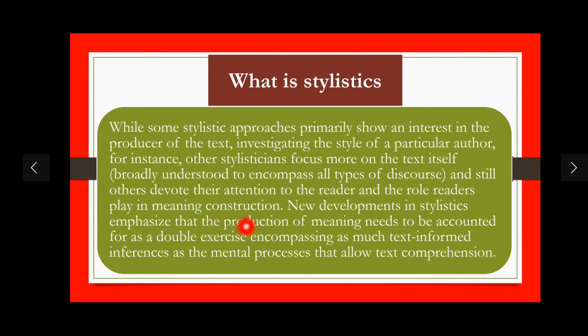So some stylisticians focus on the style of a particular author, while for others the focus is on the text, while some focus on the role the reader plays in meaning construction, how meaning is constructed when readers read a text. Now, new developments in stylistics emphasize that the production of meaning needs to be accounted for, the double exercise encompassing as much as text form, inference, or mental processes that allow text comprehension.